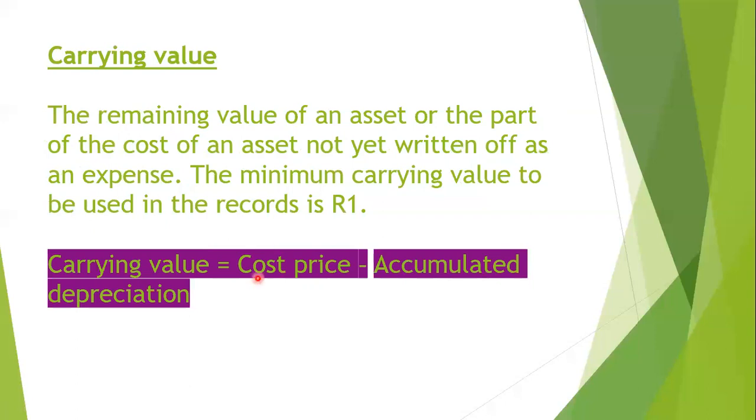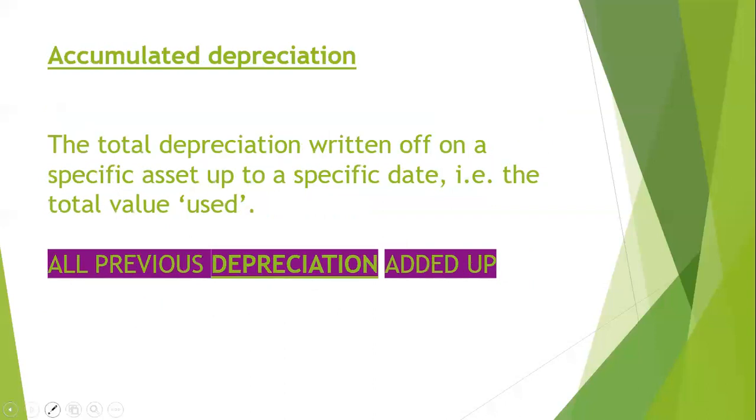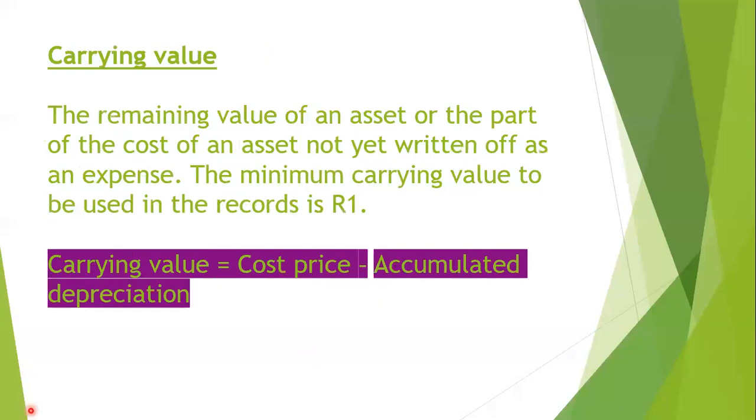Remember that? Now we've got less the accumulated depreciation. We go back to the accumulated depreciation slide. What's on the slide, it says all previous depreciation added up. Okay, that is your accumulated depreciation. So back to the carrying value slide. Your carrying value is your cost price less your accumulated depreciation.